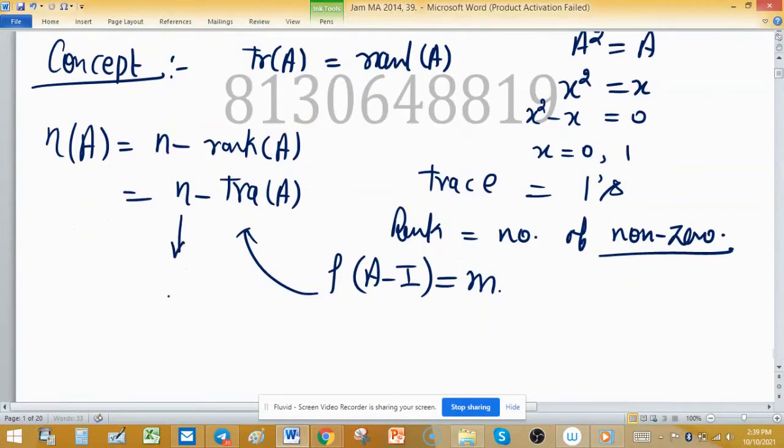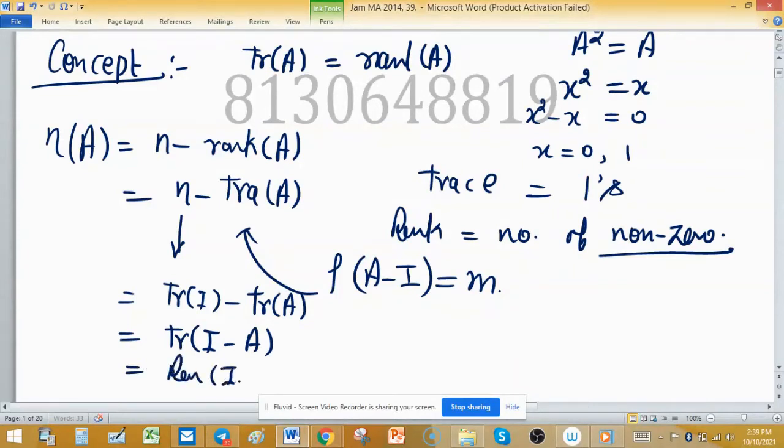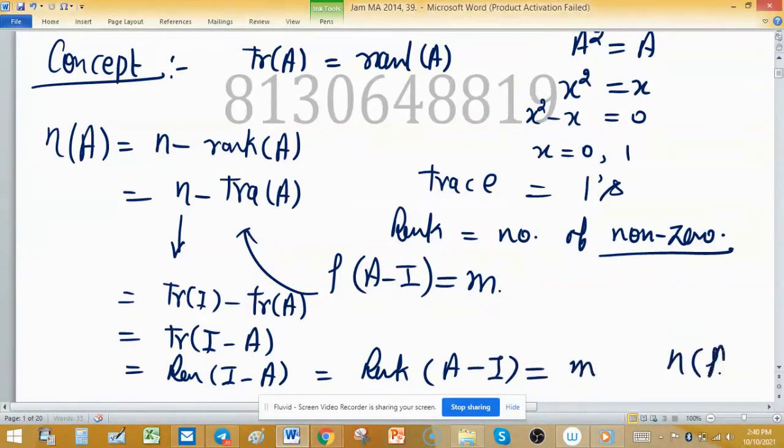In place of n, I can write trace of identity matrix, because trace of identity matrix is n. So trace of I minus trace of A, and since trace is a linear function, this is trace of I minus A. For this I can write rank of I minus A, which is the same as rank of A minus I, and this is given as M. So nullity of A is equal to M.